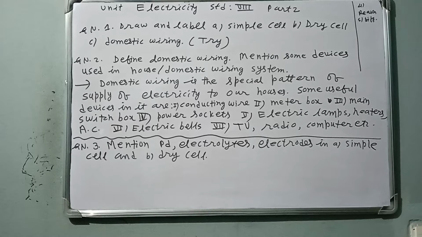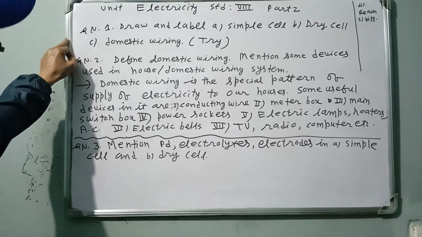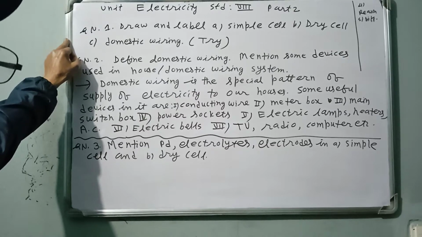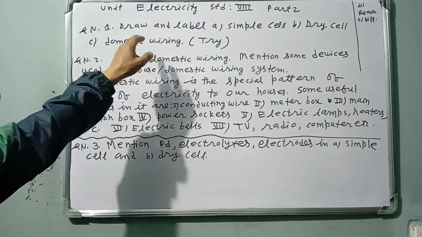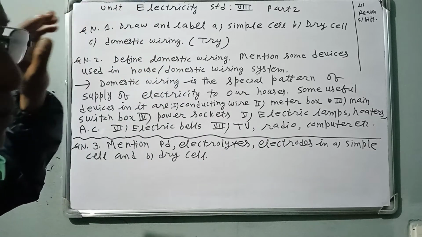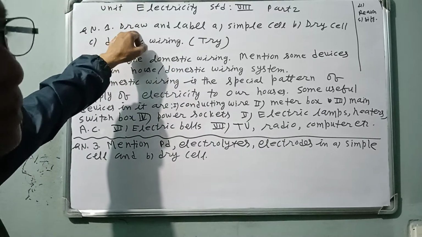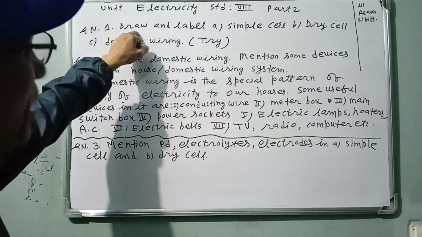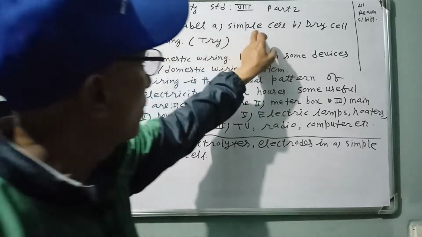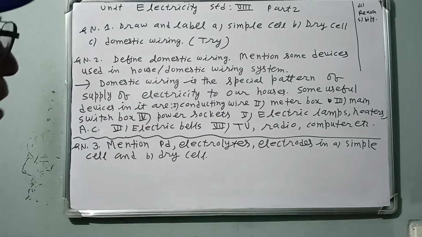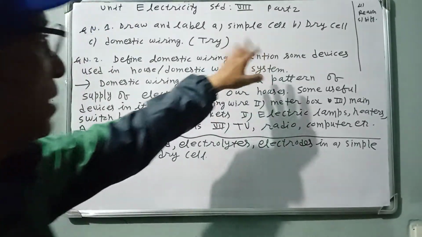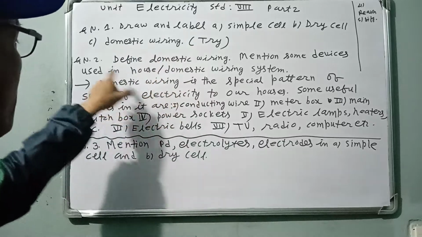Some of the items were already done. Today, question number 1. It may be asked in your BLE or DLE exam, the final exam, which is going to be held in a few weeks, about 1.5 months. Draw and label simple cell, dry cell and domestic wiring. Please try yourself. It takes some time.